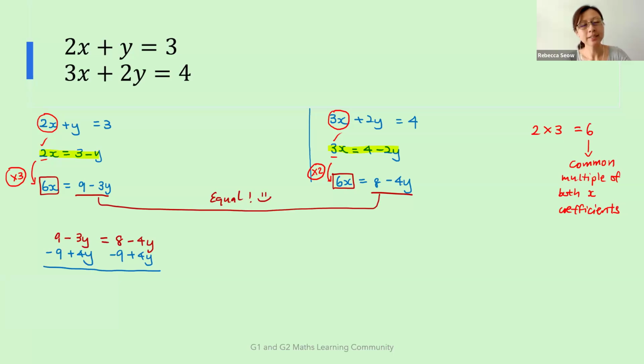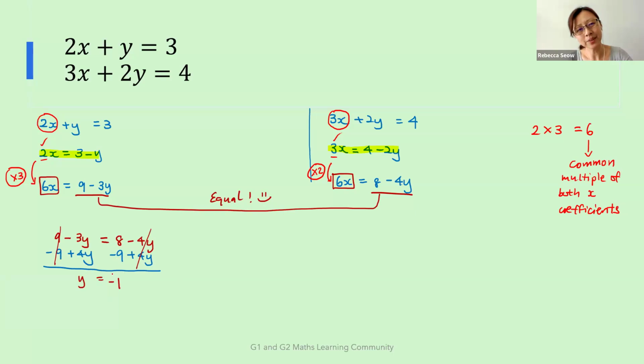9 take away 9, that's nothing. That's 0. Negative 3y plus 4y, we end up with y. 8 take away 9, negative 1. Negative 4y plus 4y, nothing. So y is negative 1.